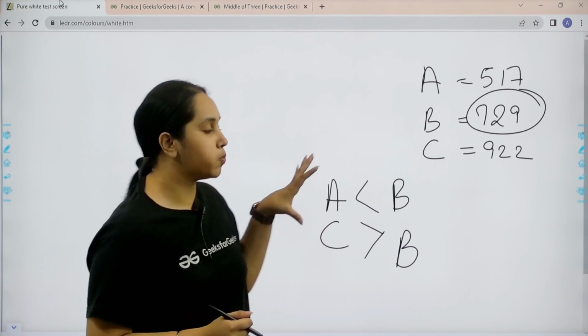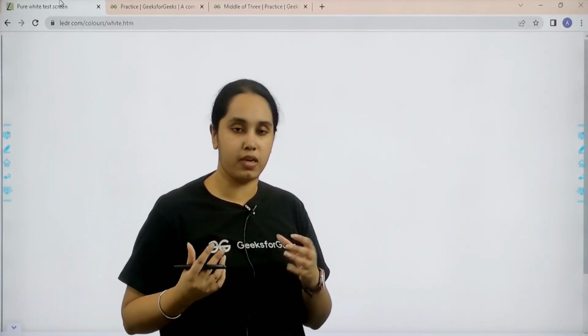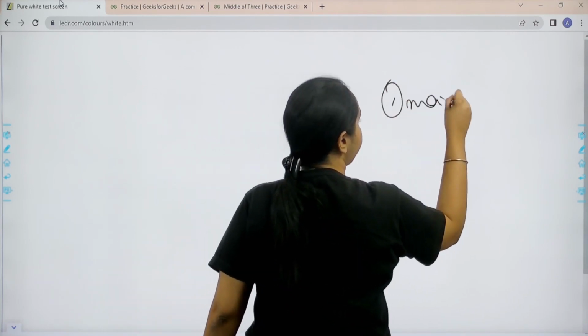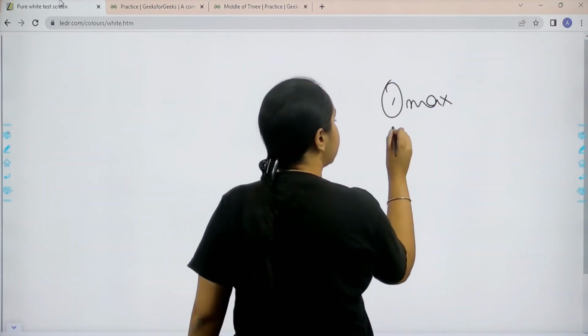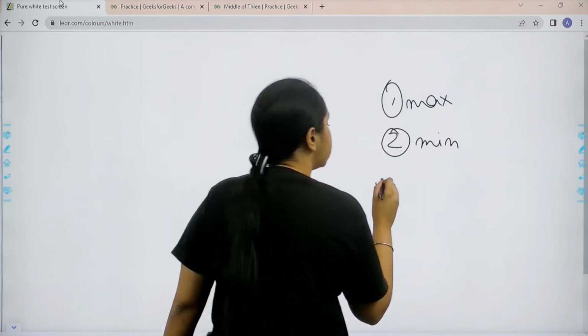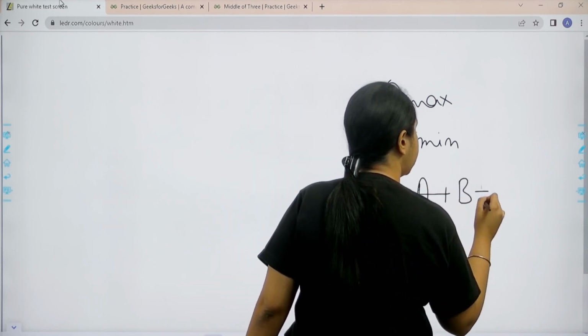Okay, so I hope the question is clear to you, and for solving this we would apply a formula. First, you need to calculate the maximum value. Second, you need to calculate the minimum value. Third, you need to add A plus B plus C.